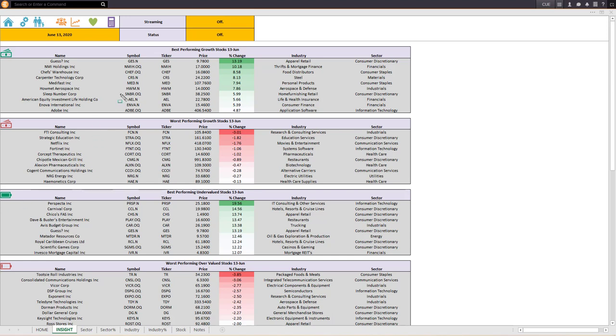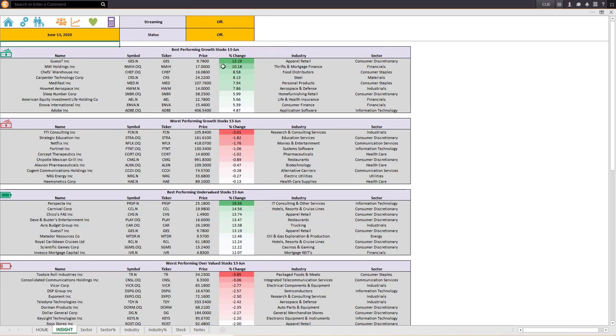Another way Q traders look for trading opportunities is using Q Insight, that is part of Q Edge, Q Vital and Q Index. Here you may find the best performing and worst performing stocks under various categories. Best performing growth stocks, worst performing growth stocks, best performing undervalued stocks, worst performing overvalued stocks, etc.